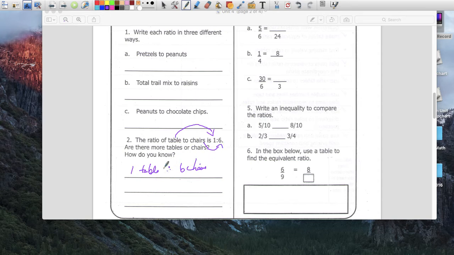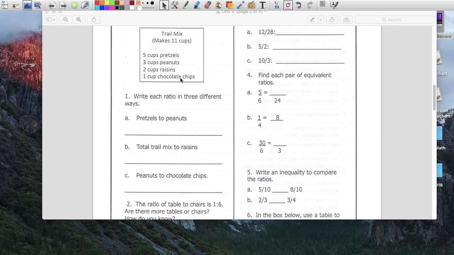So anytime you write a ratio, order does matter, okay? Because I said tables first, the 1 refers to the tables and the 6 refers to the chairs. So just a quick rundown, memory lane here, the basics on how to write ratios.